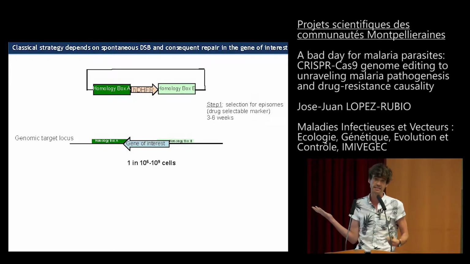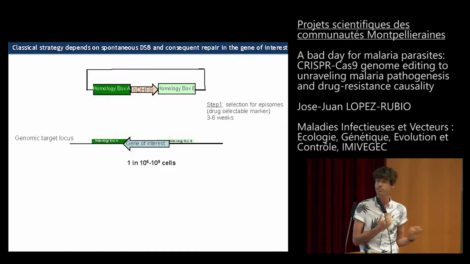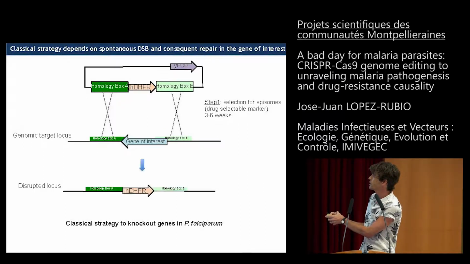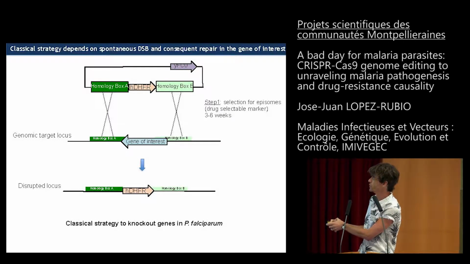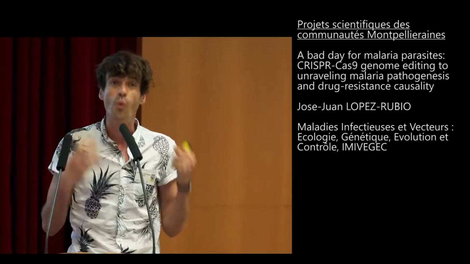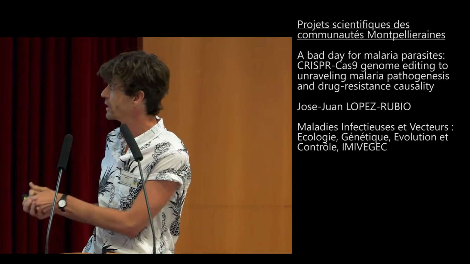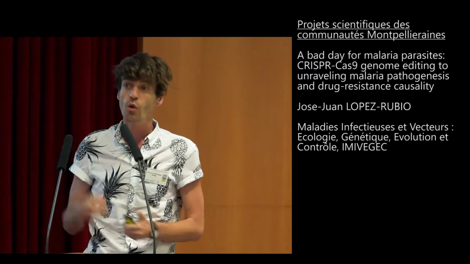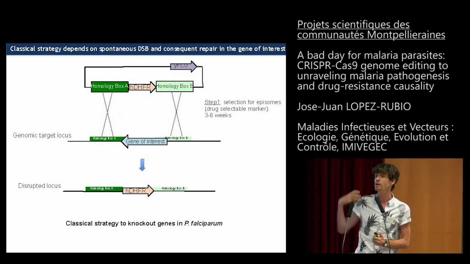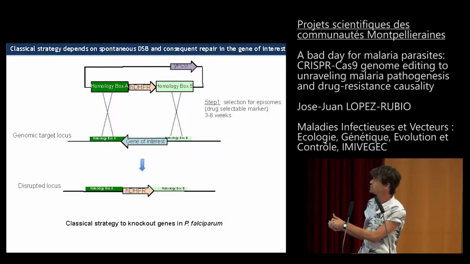In a classical strategy in Plasmodium falciparum, before the Cas-CRISPR, we transfect the parasite with a plasmid where a drug-selected marker is flanked by homology regions of the gene of interest that we want to knock out. Then we had to wait for a spontaneous double-strand break to happen in the gene of interest. When this happens, the cell needs to repair the double-strand break, and it will use the donor DNA that we provide in the plasmid. With this process, the gene will be deleted or disrupted, and we have a knockout.